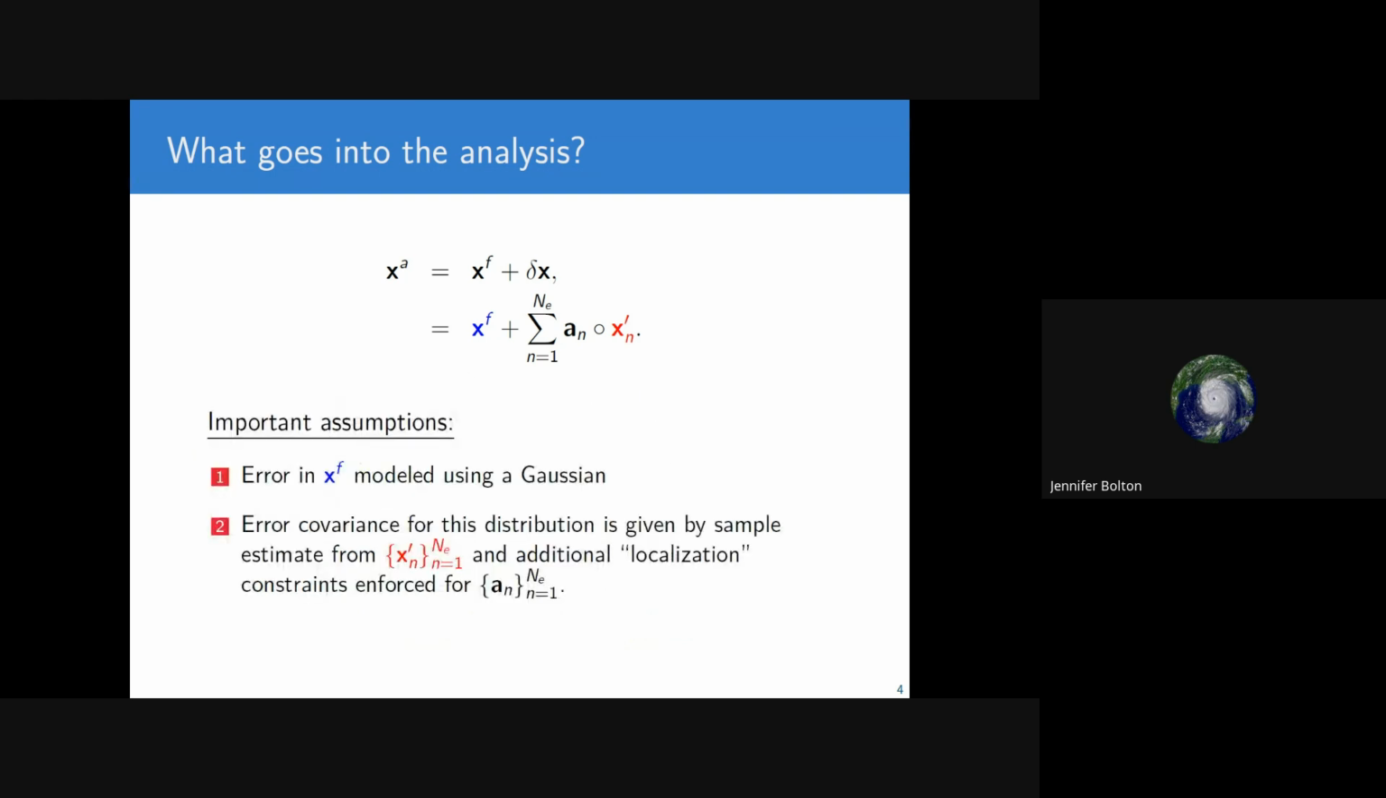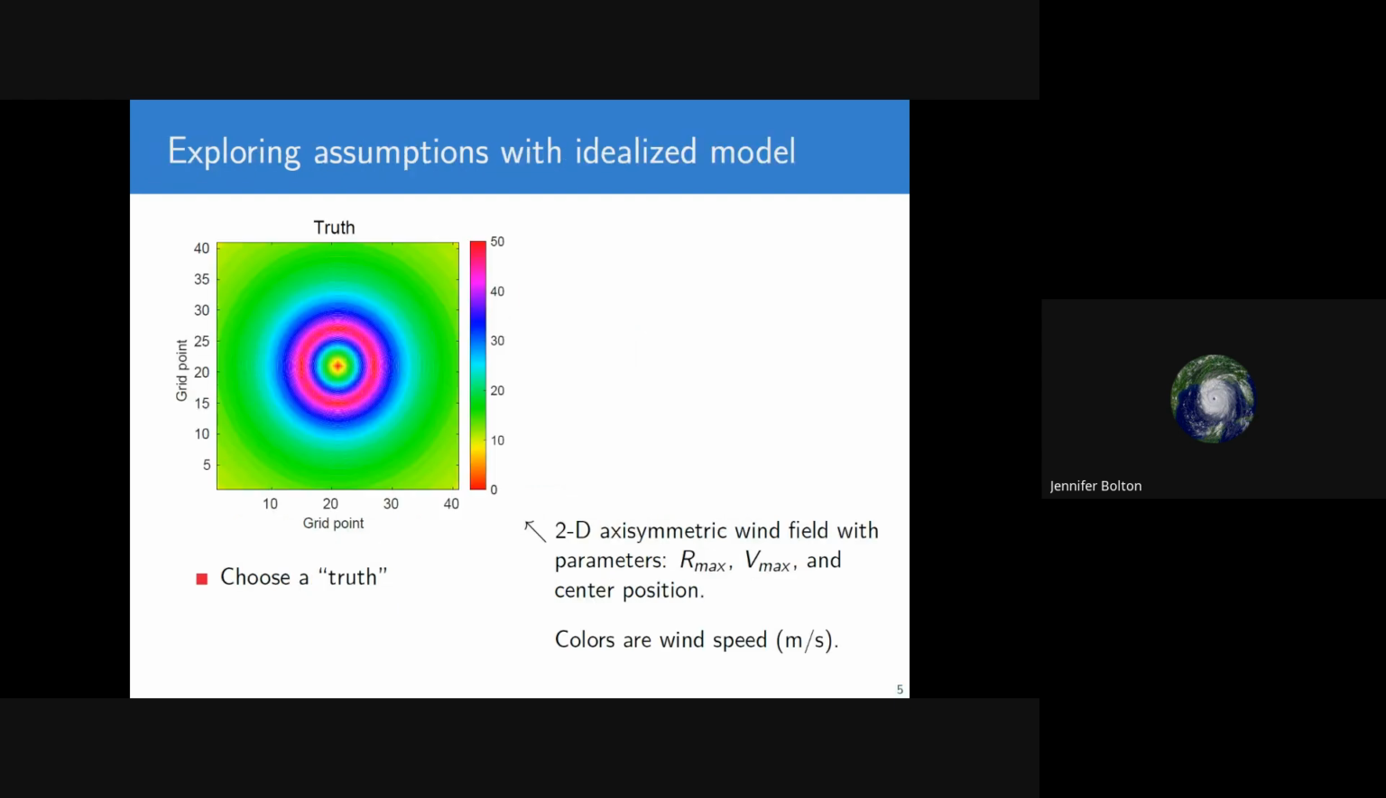And so we have two very important assumptions. There's actually more assumptions than this, but I'm just going to focus on two of them. One is that our error in our XF is modeled using a Gaussian. The second is the error covariance for that Gaussian is perfectly prescribed from a sample estimate given by our XN primes. And those XN primes just happen to come from a different model in this case, so they're completely divorced from the XF.